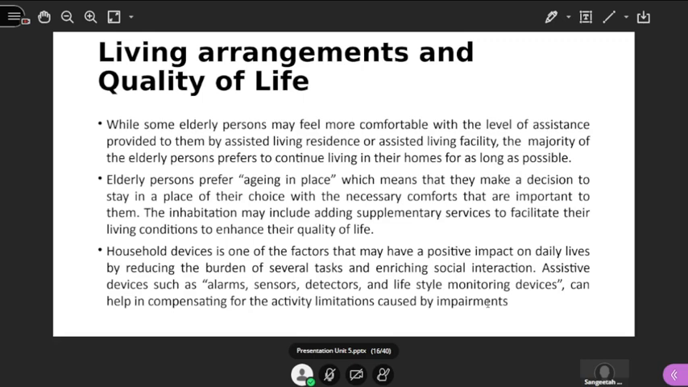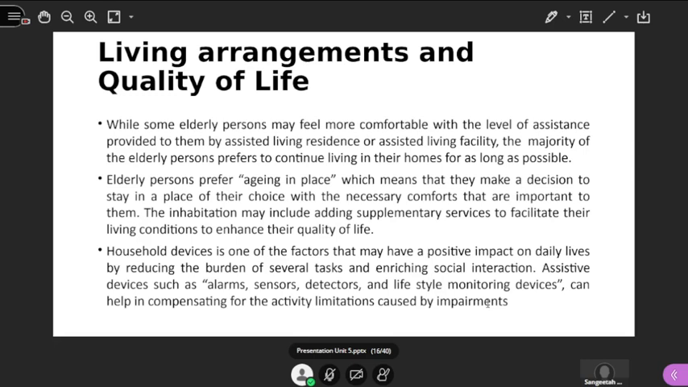We need to provide the necessary facilities and a conducive environment to make people live healthily and happily, and move autonomously. So while some elderly persons may feel more comfortable with the level of assistance provided by assisted living facilities, the majority of elderly persons prefer to continue living in their home for as long as possible. Just aging in place.